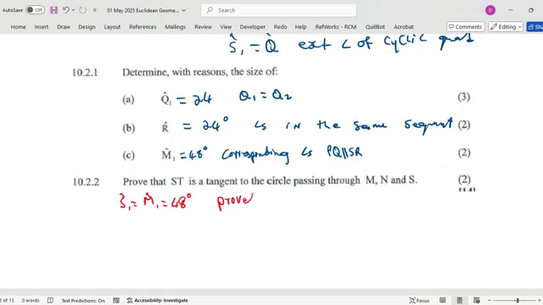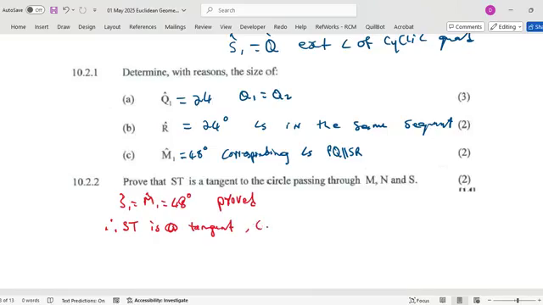I have proved that those two angles are equal because I am given S1, but I've proved M1 that it's 48. So I've proved that those two angles are equal. Since those two angles are equal, my conclusion can be, now I see a tan chord theorem. So I can conclude to say ST is a tangent. Why am I saying it's a tangent?